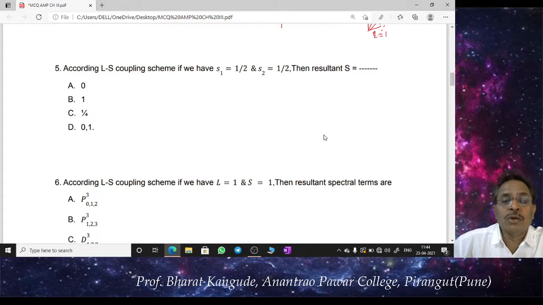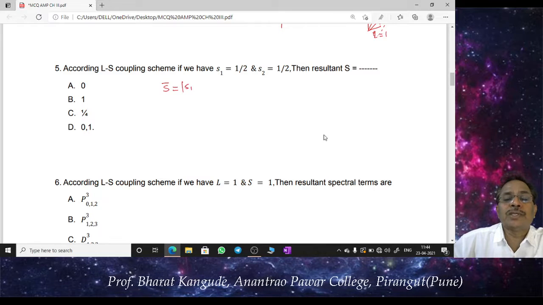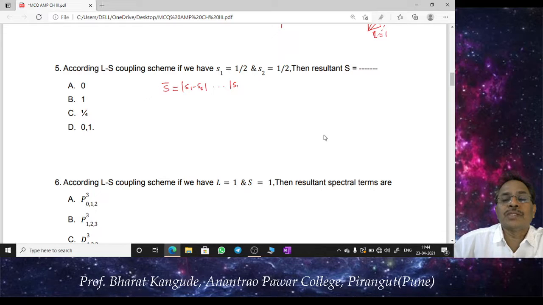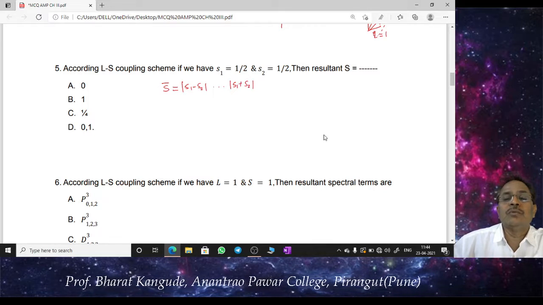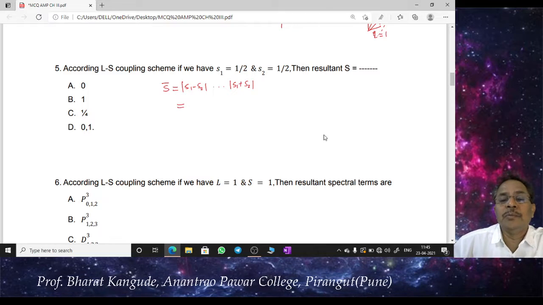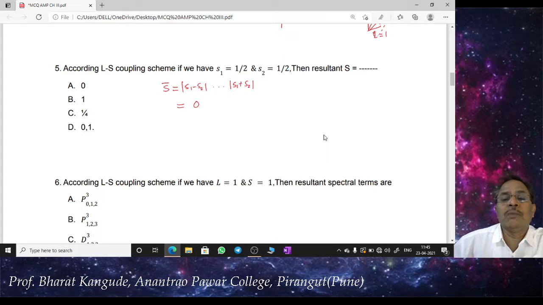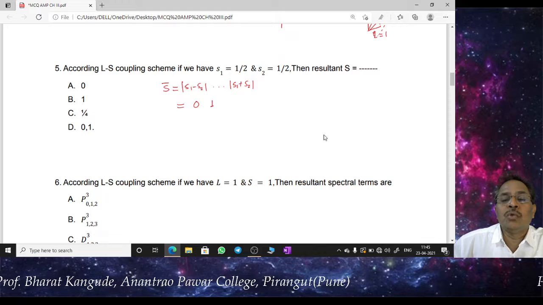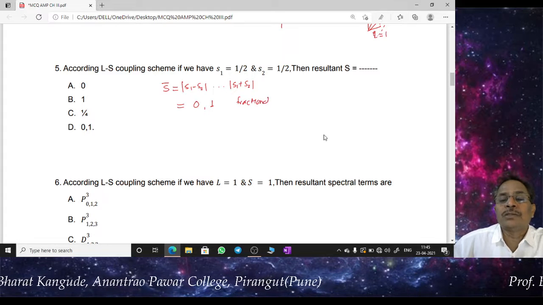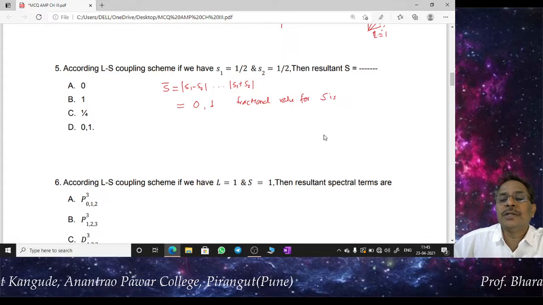So here also we have to go for this principle. Capital S is going to range from modulus of S1 minus S2 up to modulus of S1 plus S2. Since in both the cases S1 and S2 are 1/2 and 1/2, the minimum resultant will be simply equal to 0, and when I add 1/2 plus 1/2 I get a maximum value equal to 1. So in between, a fractional value is not allowed. So a fractional value for capital S is not allowed.